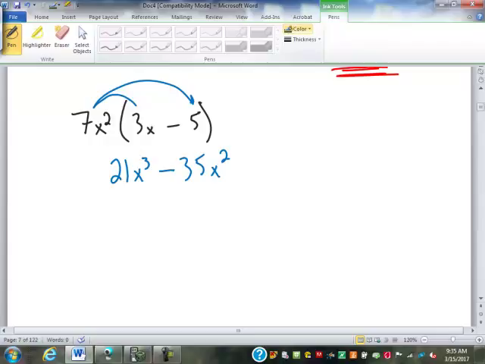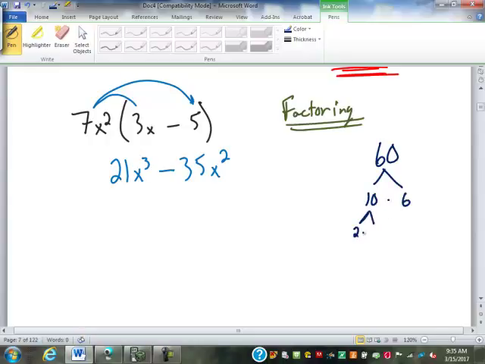Well, today what we're going to look at is a process called factoring. And we factored our whole numbers. Remember we did the factor trees? We'd have something like 60, and we went to factor it. Well, 10 goes into 60, so 10 times 6 makes 60. 10 can be divided into 2 times 5. 6 can be divided into 2 times 3. So there's your prime factors. 60 prime factors into 2 times 2 times 3 times 5, just listing them all out, smallest to largest.